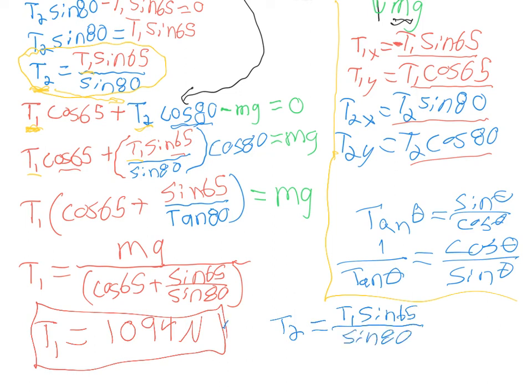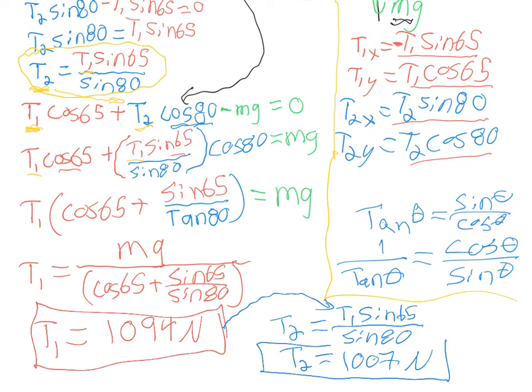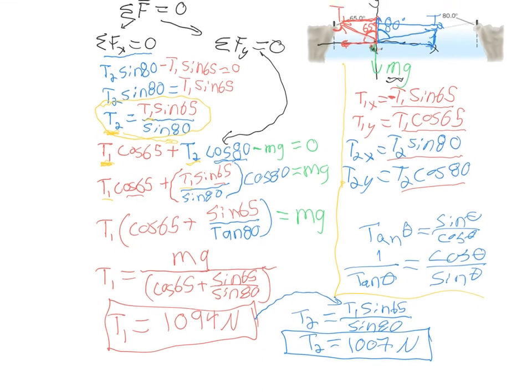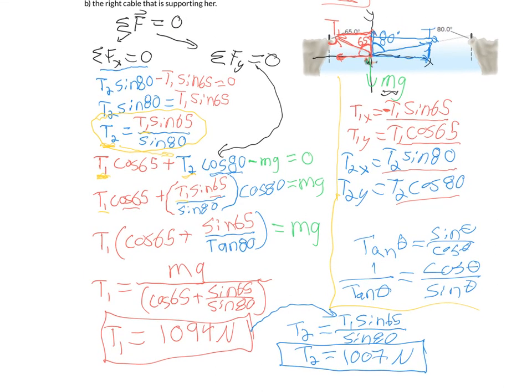And since T1 is 1,094 newtons, we can plug that in, and we ought to be able to solve and find that T2 is equal to 1,007 newtons. Boom, box worthy once again. Boom. All right, so sorry I double boomed, but it's just really exciting. So good problem, awfully tricky, but there we go. We have solved for all of the values, and you can see the process.